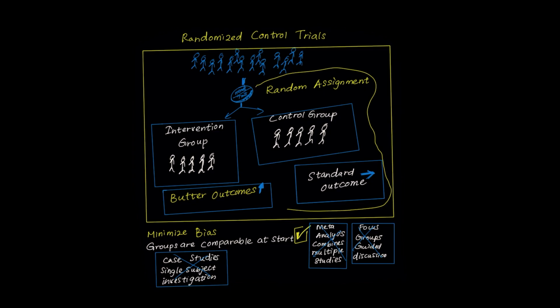Random assignment is the magic ingredient that separates true experiments from observational studies and gives us the strongest evidence about cause and effect relationships.